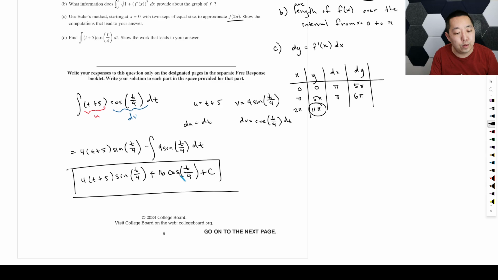So just confirm: the derivative of cosine has a negative sign, so that will work, and then I'll times 1/4, and that will make that 4. So I think that's right. That looks good to me.